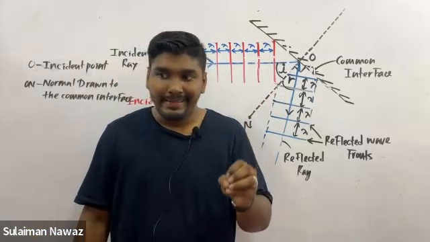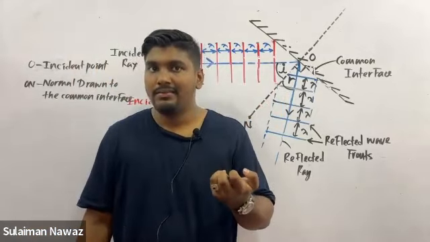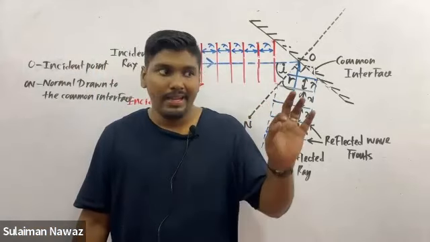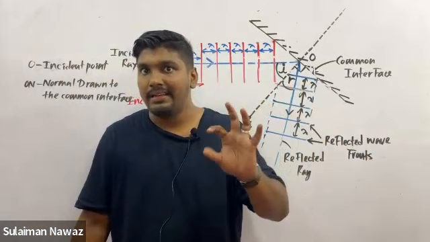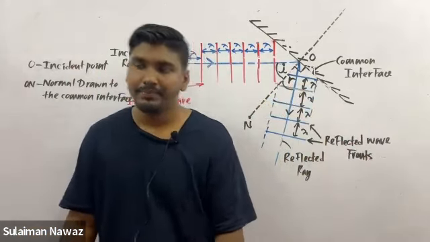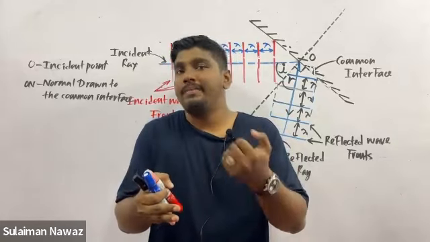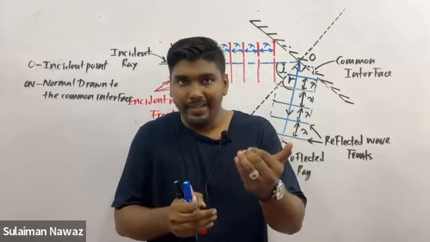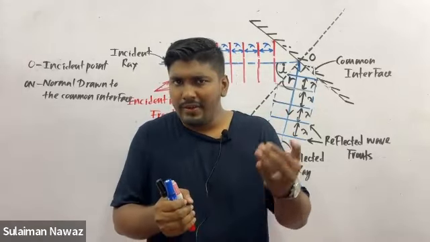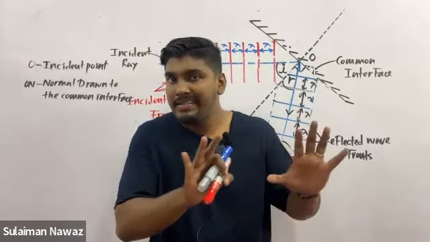Second law: the incident angle must be equal to the reflected angle. I equals R. In reflection, always understand the incident angle is exactly equal to the reflected angle. So now we are talking about the first property of waves, that is reflection. If a wave moving in a medium, after being incident on a common interface, comes back to the original medium, we call that phenomenon reflection. In reflection, the velocity, frequency, and wavelength of the incident wave and reflected wave don't change; they remain the same.